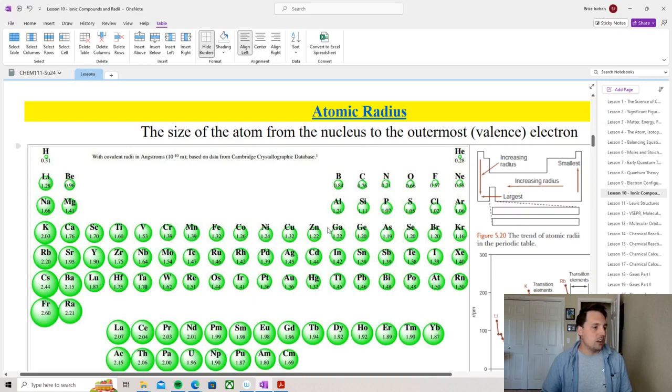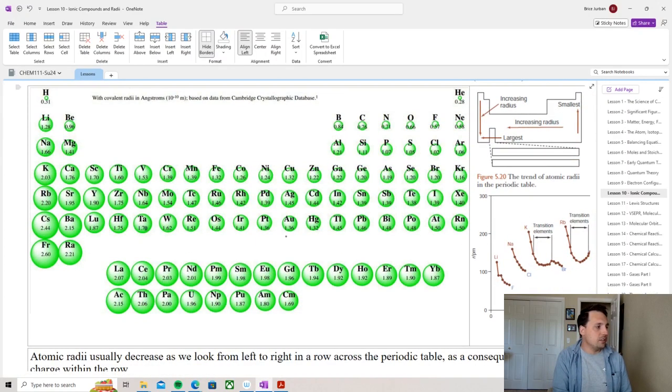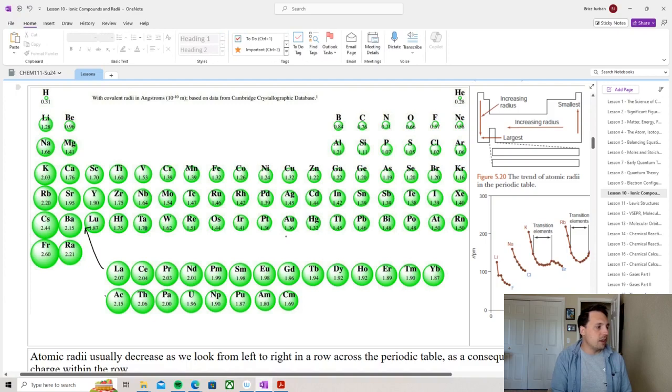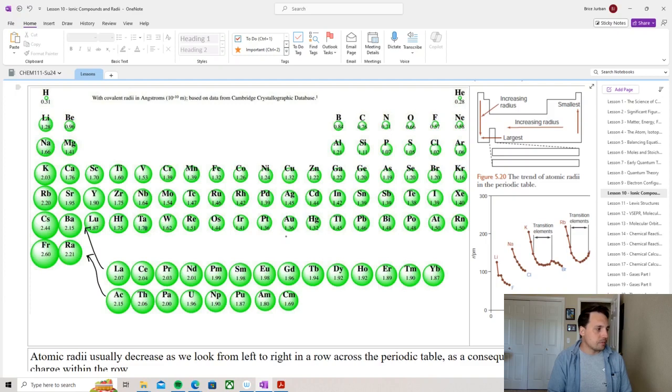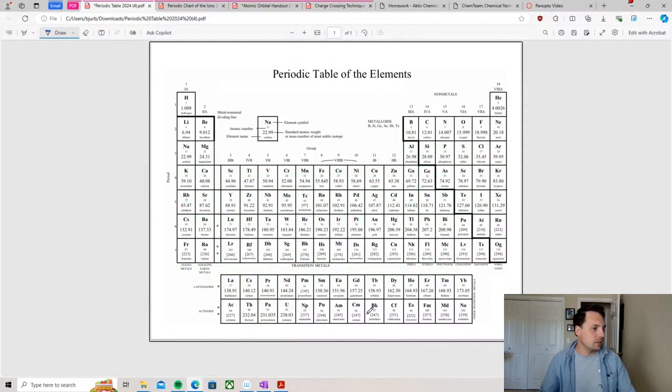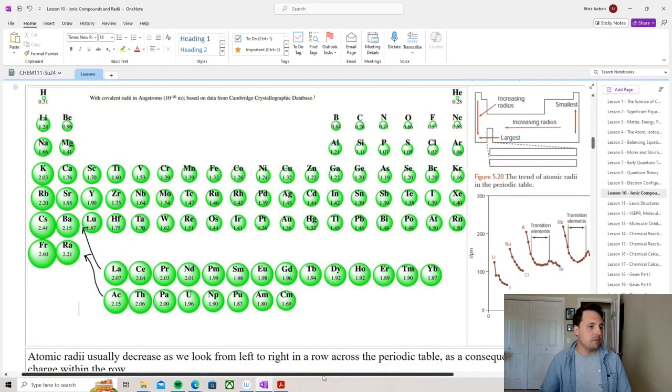All right, so the largest element is going to be francium on the periodic table, which is located in the bottom left. And the lanthanides, they fit in here, and the actinides fit in here. And then we don't have experimental evidence for the elements greater than, I believe that's californium. No, Cm is curium. So we don't have crystallographic data for berkelium or any of these other transuranium elements because there's just not enough atoms to measure it.